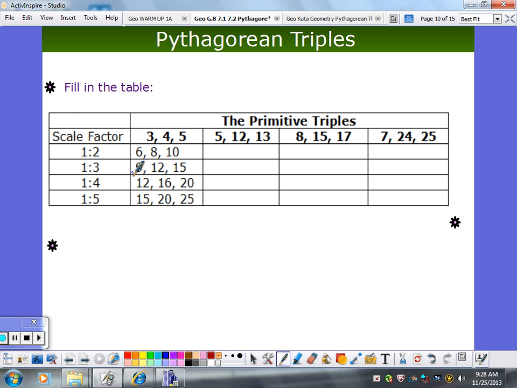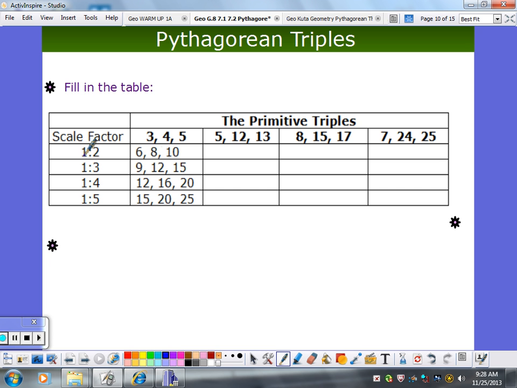Now I'm looking at the table that you have on the bottom. These are some of the primitive triples. I'm giving you a few that you should probably know. 3, 4, 5 is one you need to know instantly. 5, 12, 13. 8, 15, 17. 7, 24, 25. Now I went ahead and applied the scale factors for 3, 4, 5.